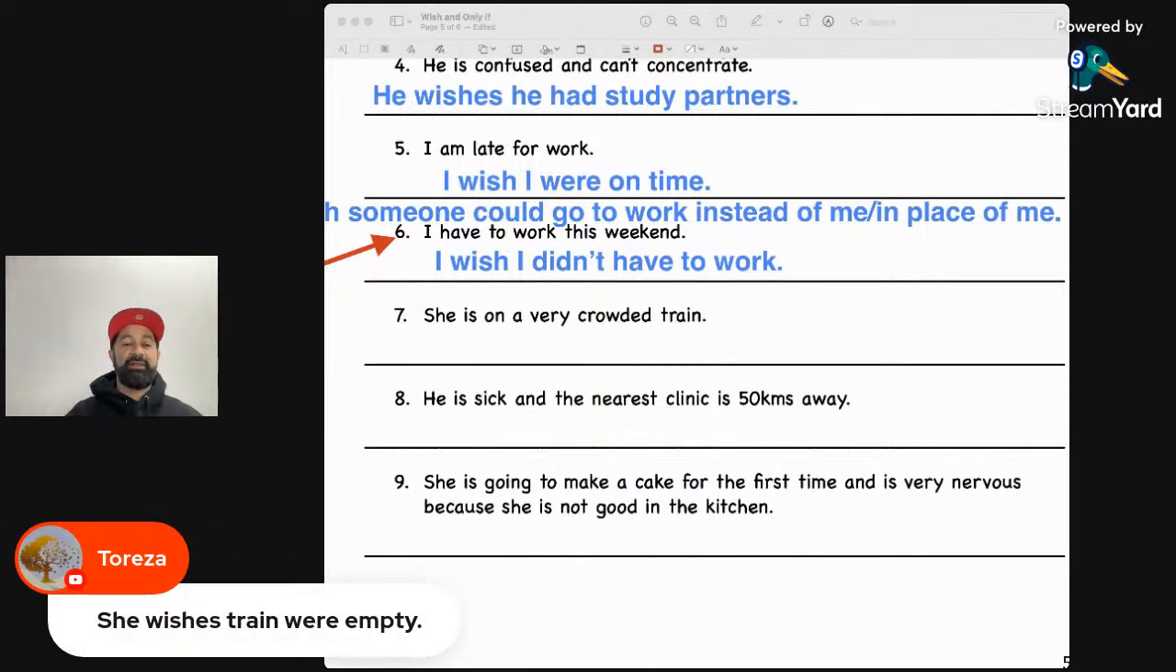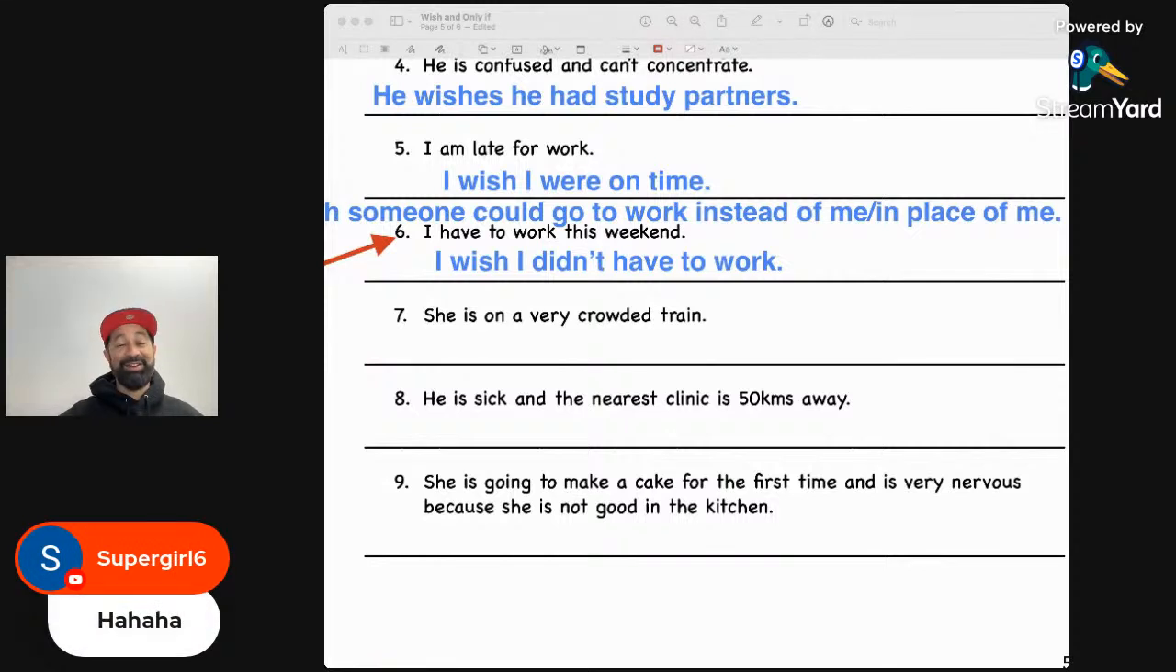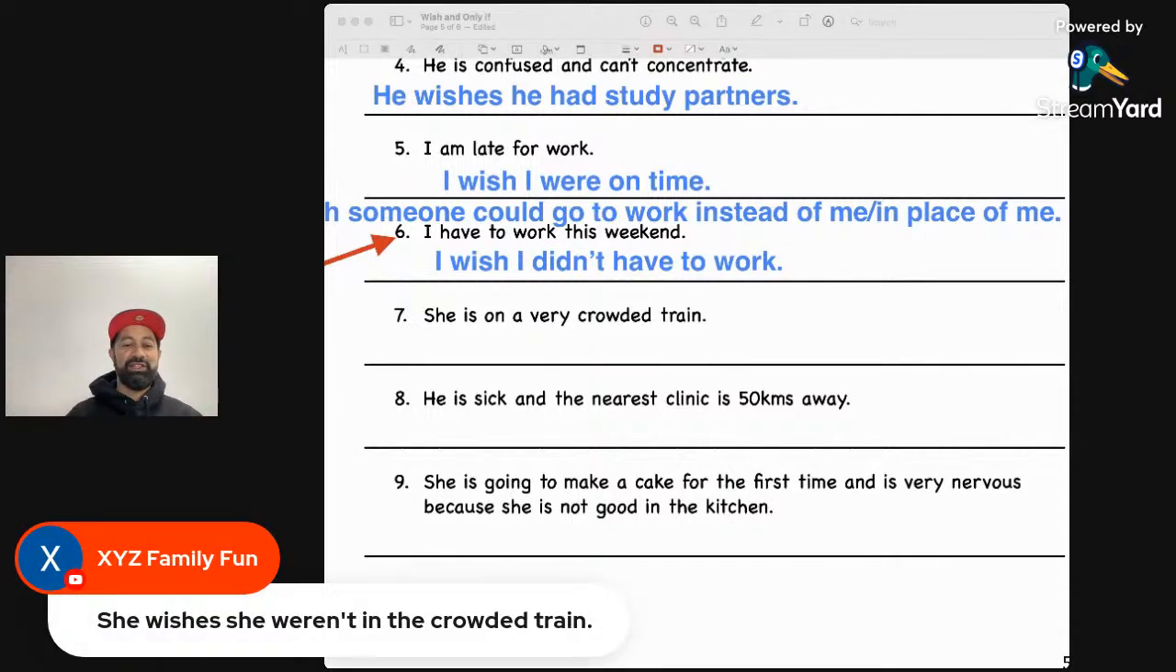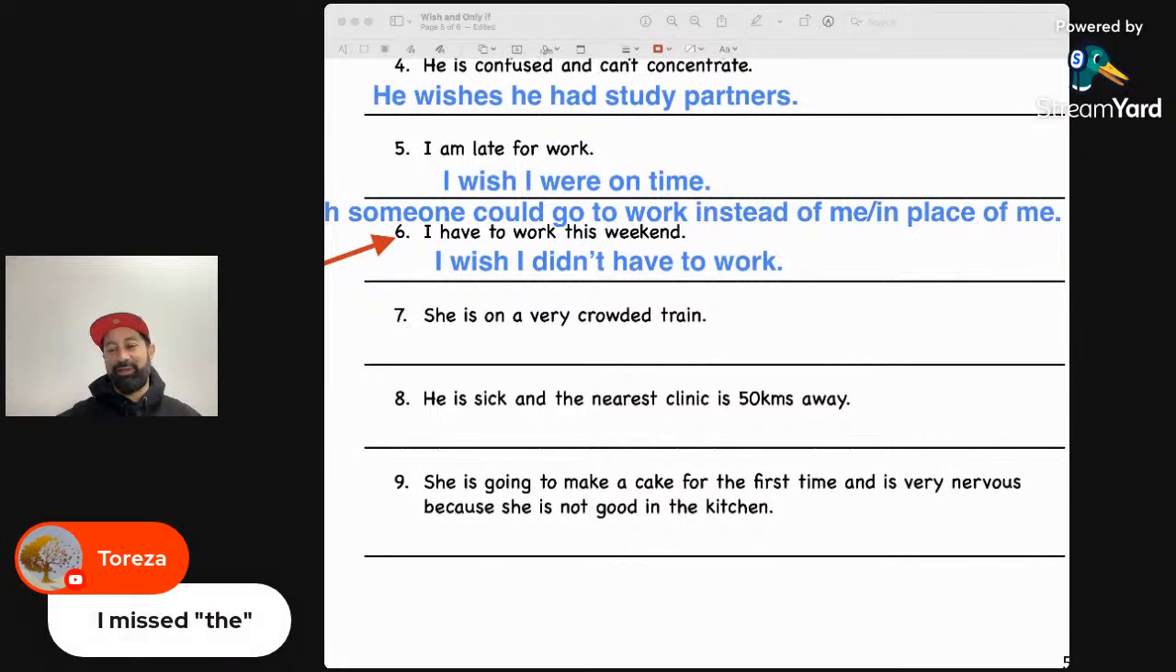Teresa, she wishes the train were empty. Just use the train. She wishes the train were empty. Supergirl, yeah, that's hard to say. She wishes she. Say that really fast, like 5 times. She wishes she. She wishes she. There you go. It's good pronunciation practice. XYZ, she wishes she weren't on the crowded train. Yes, Teresa, I thought it was just a typo as well. Perfect.